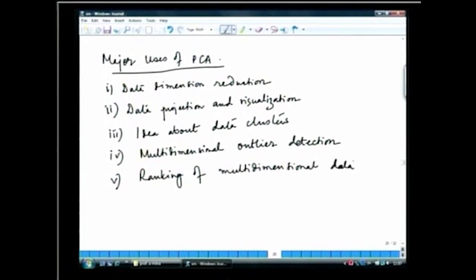And projection of the data can also tell us whether the population, whether the data comes from a multivariate normal population or not. So, that is checking for multivariate normality. So, we can handle as many things with a PCA, and all of these are very important practical uses for the multidimensional data. Last one is checking for multivariate normality.